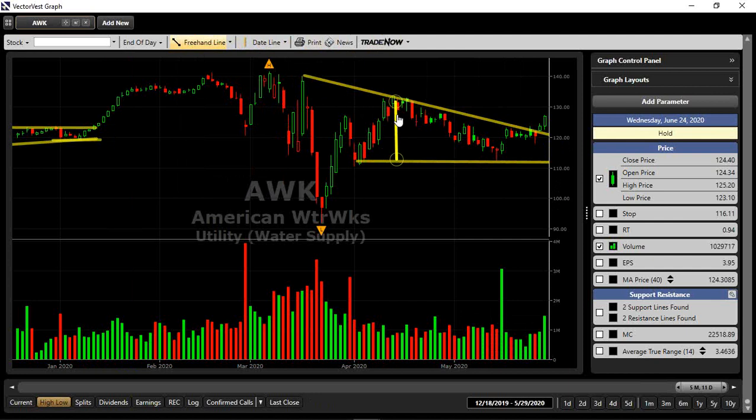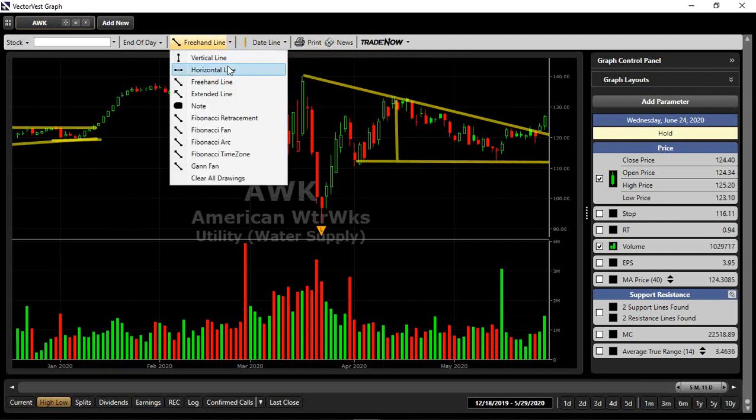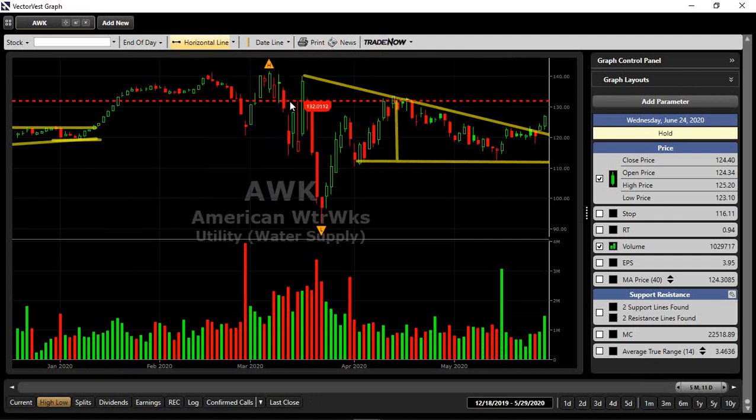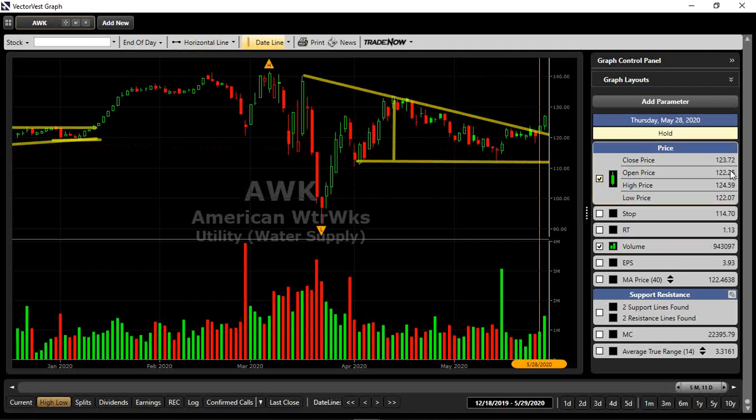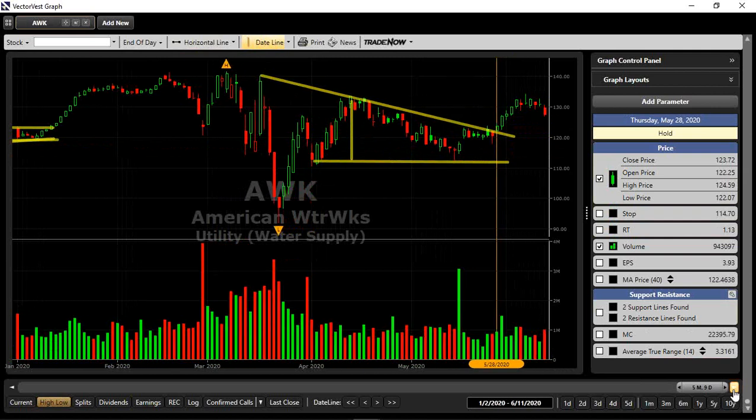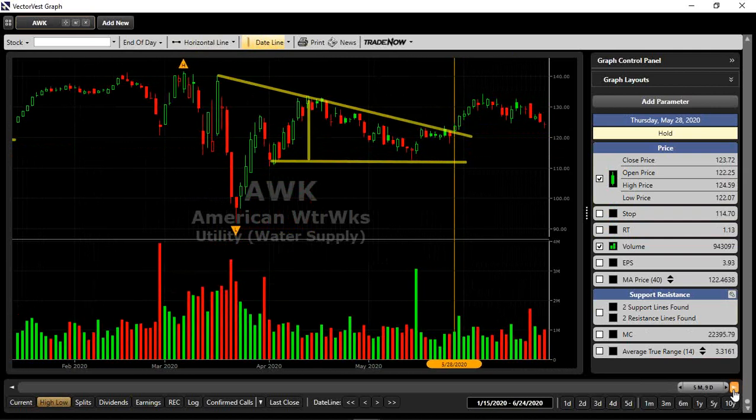From the second lower high to support, which is about 132 to 112, that's a 20-point move. So I should expect price to move 20 points higher than the closing breakout of 123, so 143. Do we get there?